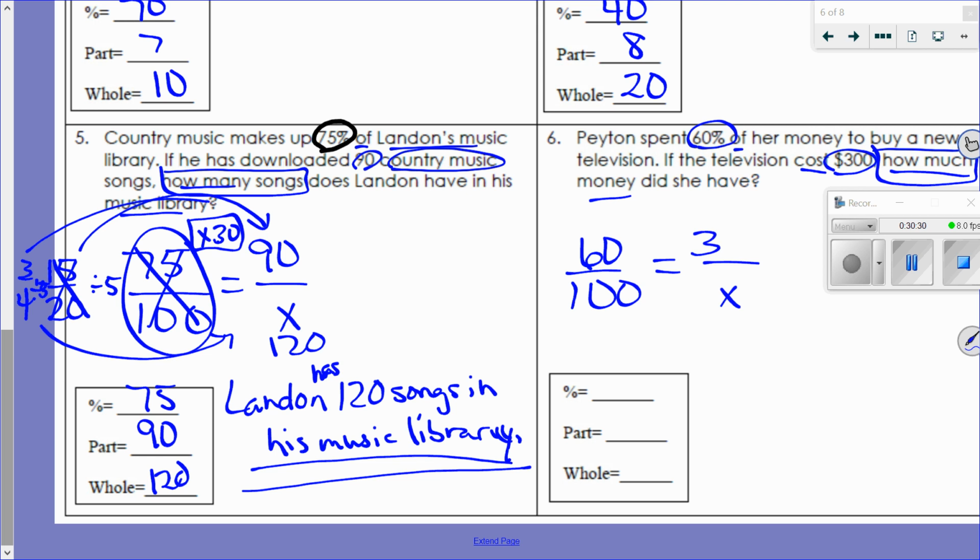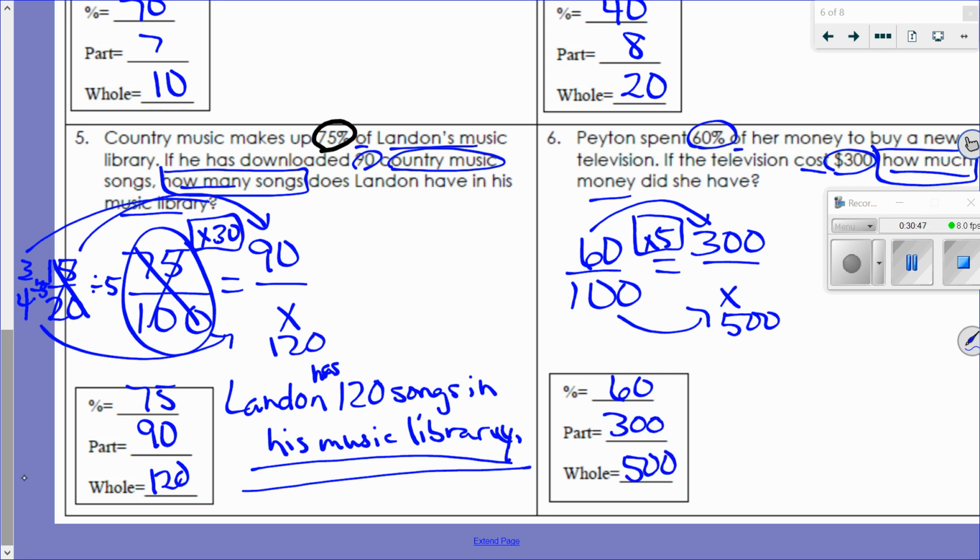But I still really like the is and of, guys. It's going to be much easier for you. Can I go directly from 60 to 300? Yes, times 5. 100 times 5 gets me 500. Percent was 60, part's 300, whole's 500. And our answer is Peyton had $500.